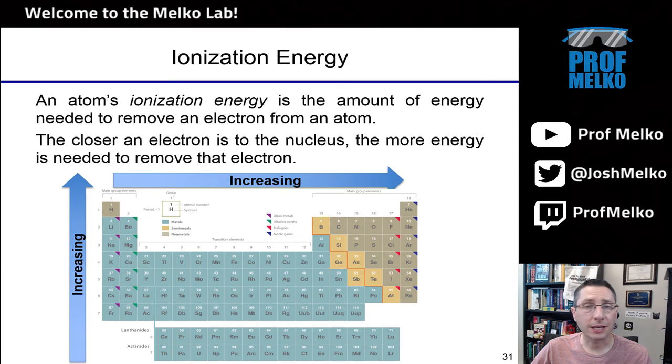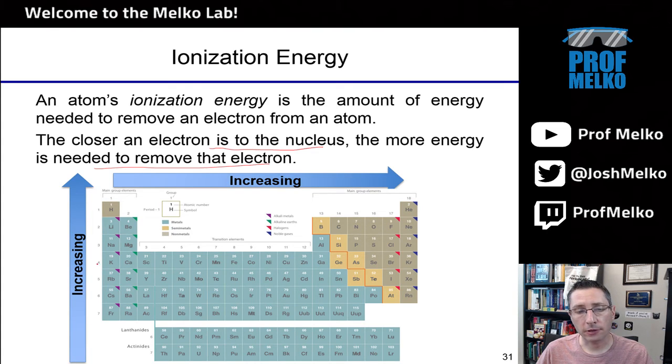That positive proton attracts that negative electron. Opposites attract, right? So the closer that electron is to the nucleus, the stronger that proton is holding onto it, and you have to use more energy to remove that electron from that nuclear pull. So the closer an electron is to the nucleus, the more energy is needed to remove that electron, right? So the ionization energy is increasing as I go up the periodic table, right? Because the atoms are getting smaller.